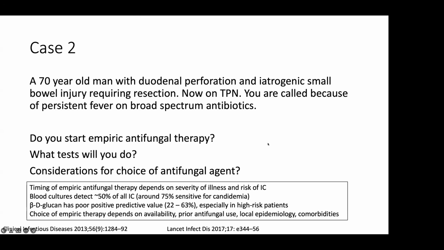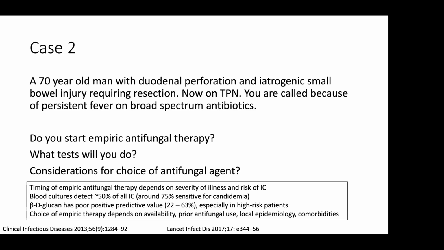Thanks. Okay, yeah, so that was a really nice approach to this type of patient with fever in hospital on antibiotics. So as I described, the timing of empiric antifungal therapy depends on how sick the patient is and the risk of invasive candidiasis. So Tari, if the patient was in septic shock, you might be pushed to start echinocandin earlier. I've already spoken about the yield of blood cultures.